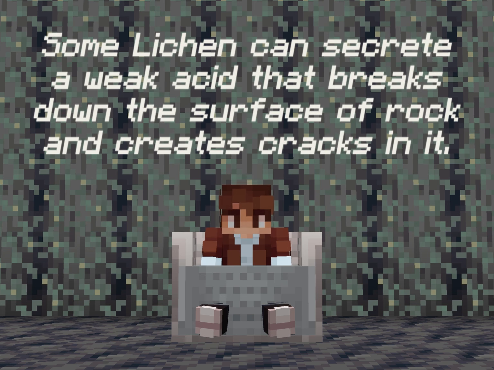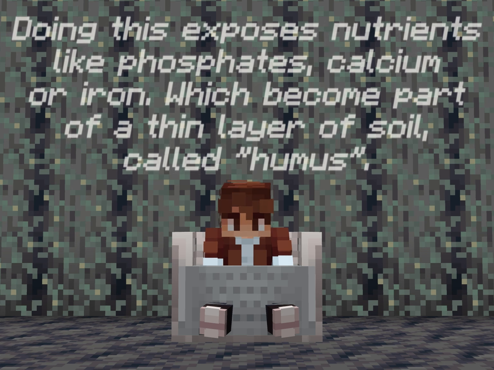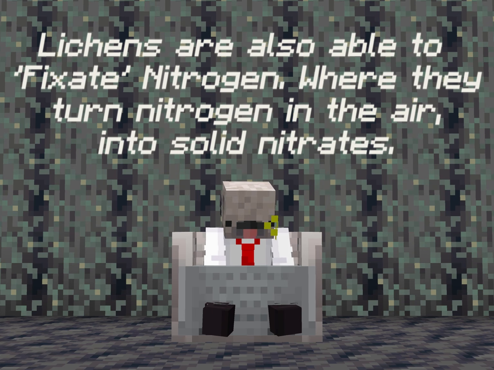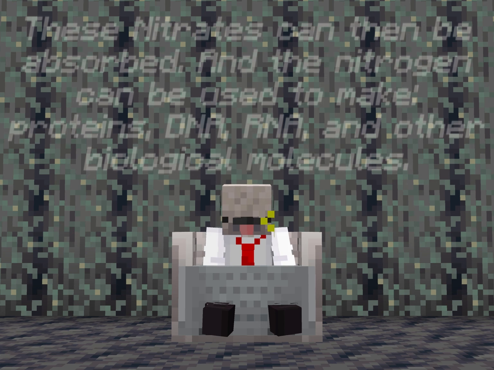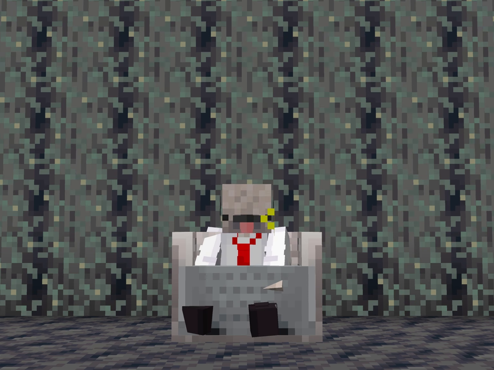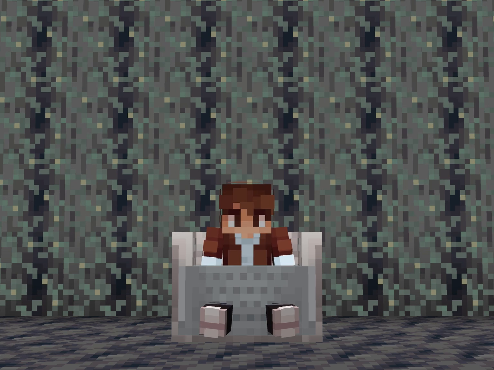By secreting a weak acid, we can actually break down the surface of rock. This exposes nutrients and particles that we form into a rich substrate called humus. We also have a really cool ability to take nitrogen in the air and fixate it into solid nitrates. These nitrates can then be absorbed, and the nitrogen is used by all sorts of living things to make important things like DNA and proteins. I'd say we're probably the most important part of succession, and the coolest.